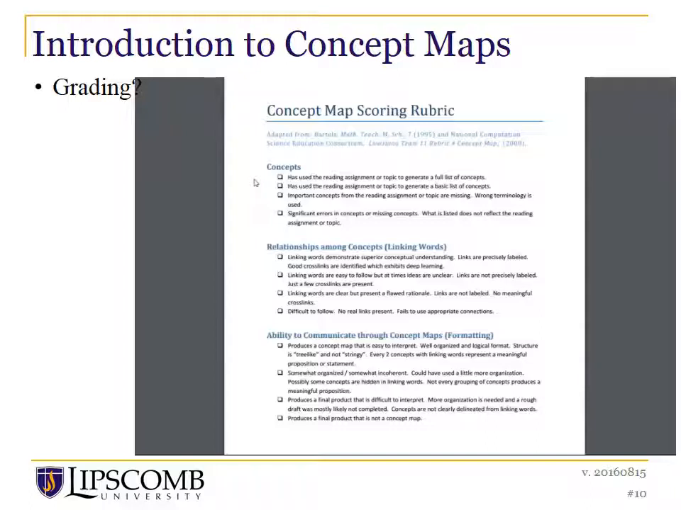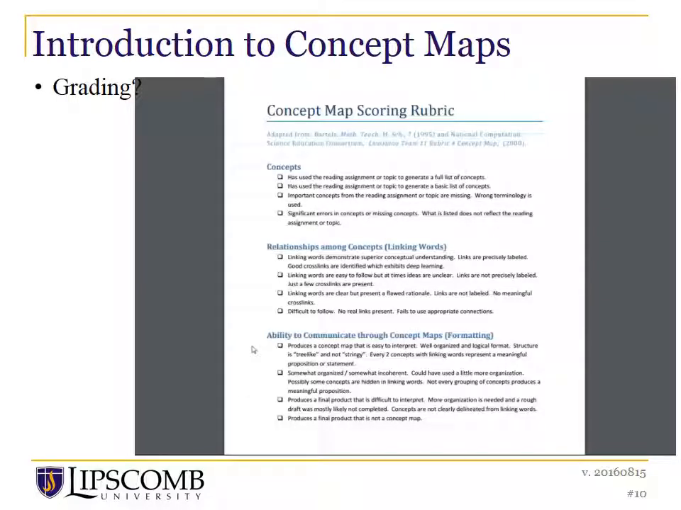Those types of questions. Then the relationships among the concepts. In other words, the linking words. Have you used precise phrases for your linking words, or are they all very general? Do you have good cross-links which exhibit deep learning? Those types of questions. And then the third is the overall structure or format of the concept map.